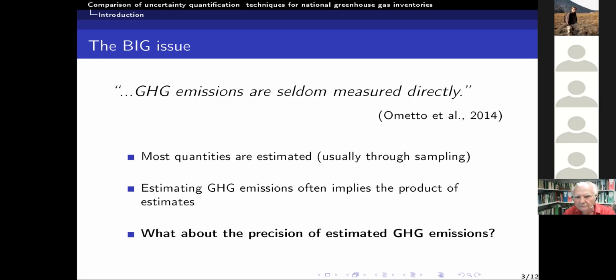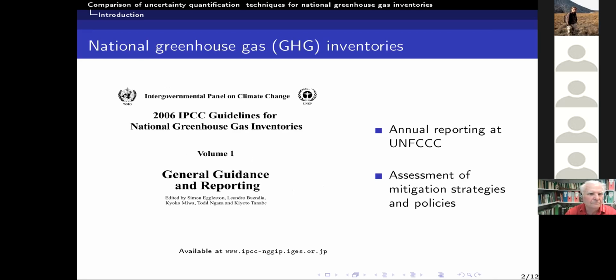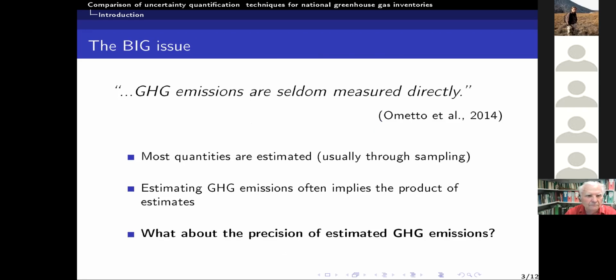If you wonder whether this has been addressed by the IPCC, I'm going to go back one slide. There is a whole chapter in volume 1 of the IPCC guidelines, chapter 3 in volume 1, which is completely about uncertainty quantification. Actually, the IPCC suggests two methods for uncertainty quantification, and in this study, we came up with three. Well, I came up with three other methods and made a comparison between those five methods.